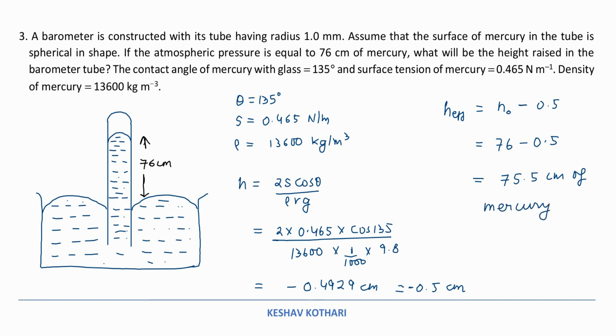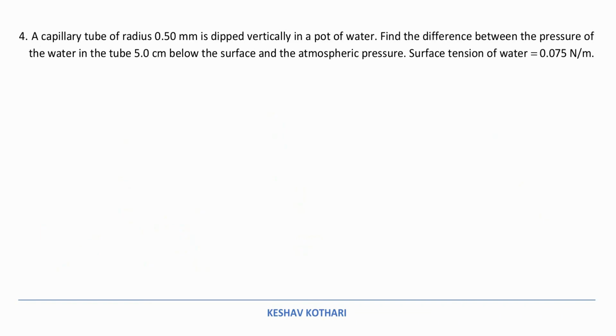Let us deal with the next problem. A capillary tube of radius 0.5 millimeter is dipped vertically in a pot of water. Find the difference between the pressure of water in the tube 5 centimeter below the surface and the atmospheric pressure. So over here, if I discuss this particular aspect, we begin in this way. Consider that this is a container of water, or a pot of water, and the water in the container is somewhat like this.